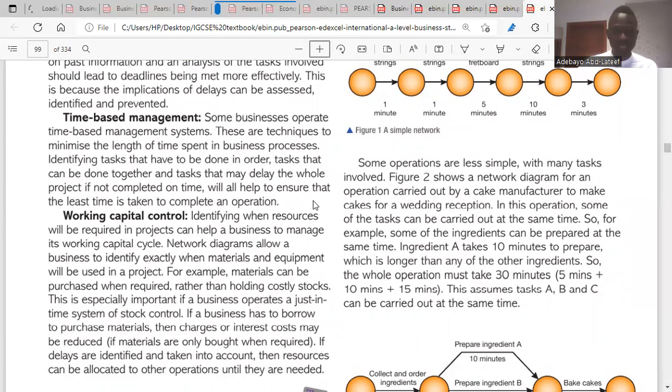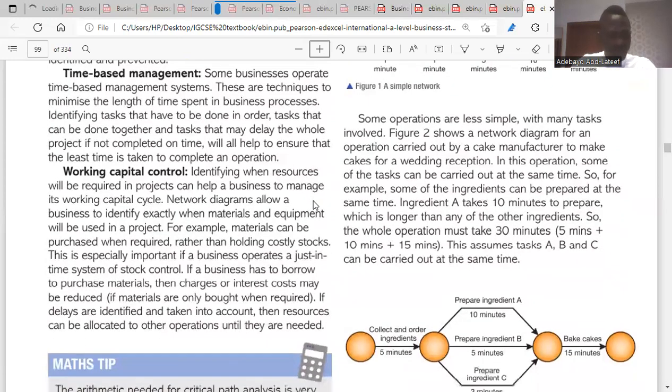So what I'm saying is this: time-based management means individuals that have to complete a task must complete that task at the exact time needed. So you have to complete your task, I have to complete my task, he has to complete his task, she has to complete her task at the appropriate time. In the course of doing that, we'll be able to manage our time. That is time-based management. And this is part of critical analysis. Is it clear? Yeah. Do you have any question about it? No. So that's working capital. We talked about working capital.